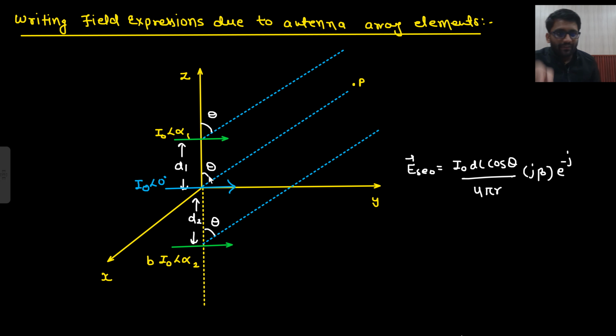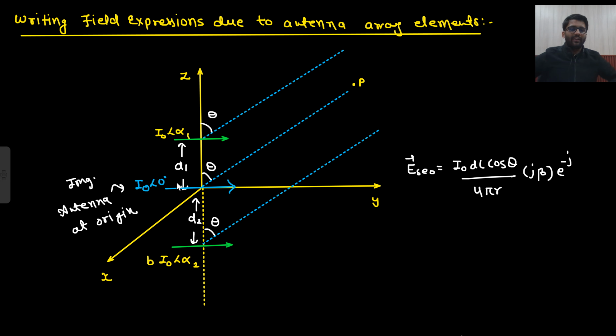So we were writing the electric field due to this imaginary antenna at the origin. Imaginary antenna at the origin. So this is having I naught current and a phase of 0 degrees, right?